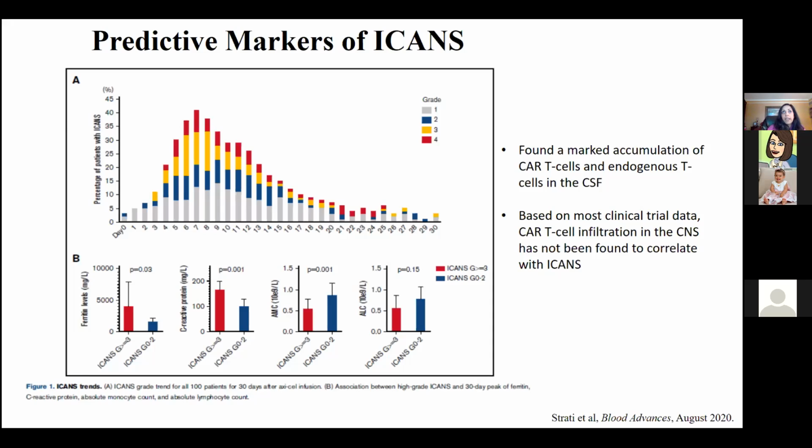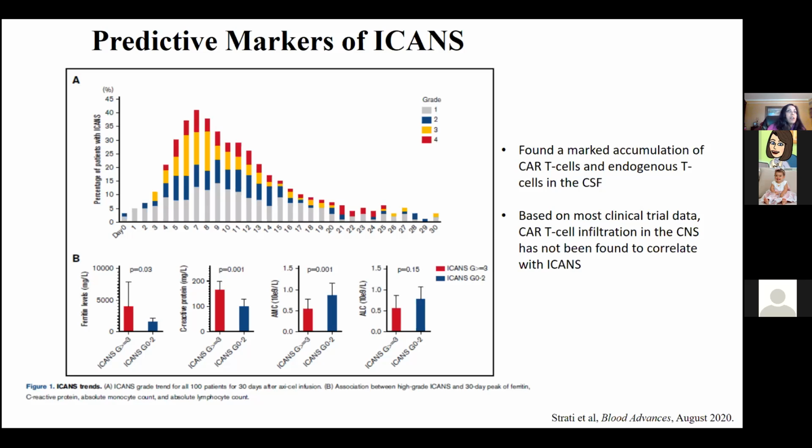have more severe ICANS. What this graph shows here is that patients had either low grade, moderate, or severe ICANS. It really did follow the same clinical pattern. Most of them developed symptoms that peaked somewhere between day 6 and day 9, and that was across grades.